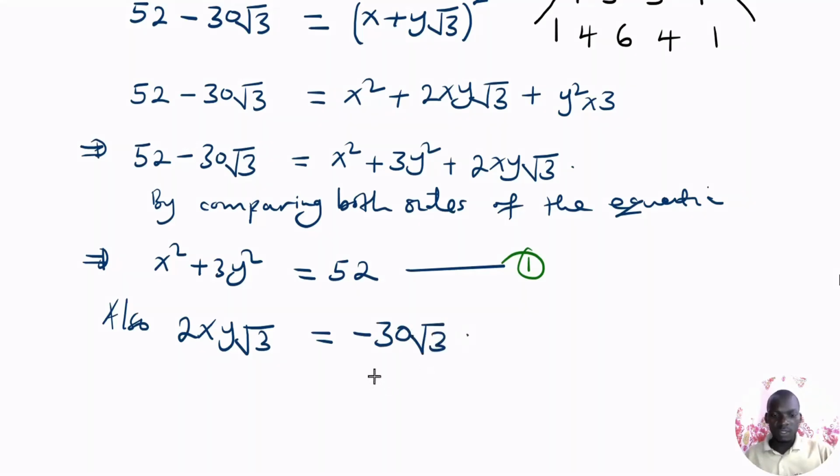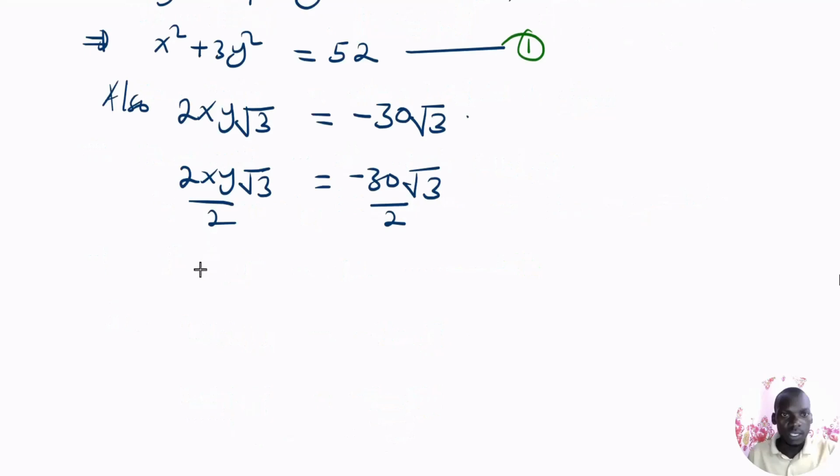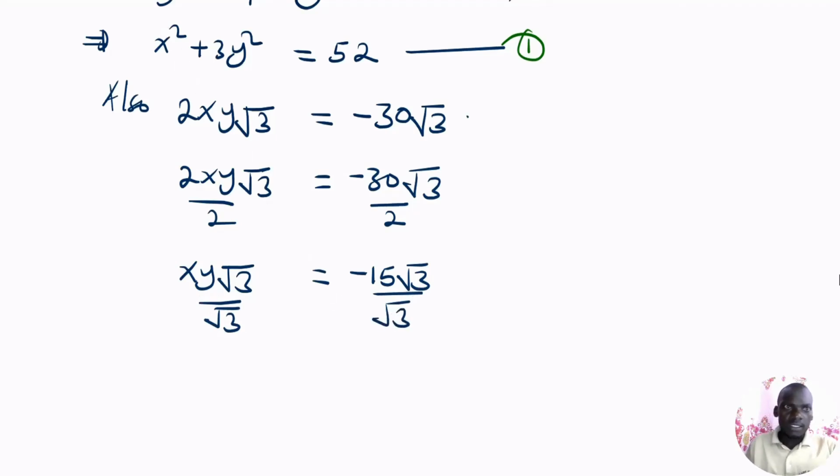Before we make this equation 2, let's first divide through by 2. So we have 2xy root 3 being equal to negative 30 root 3. Dividing through by 2, we remain with xy root 3 being equal to negative 15 root 3. We can also see that root 3 is common, so we divide through by root 3, and this and this cancel out. We remain with xy being equal to negative 15.